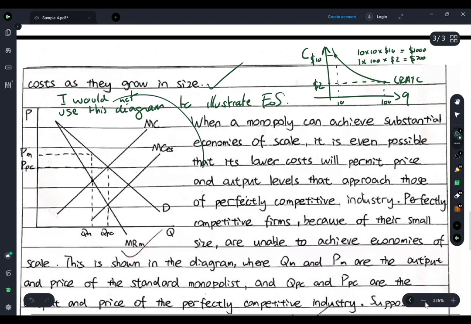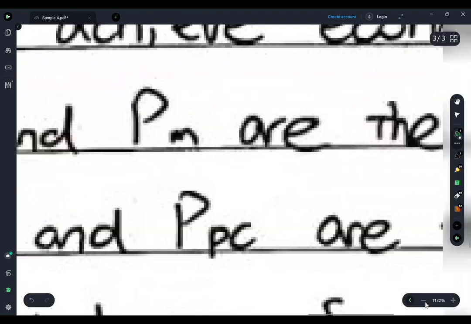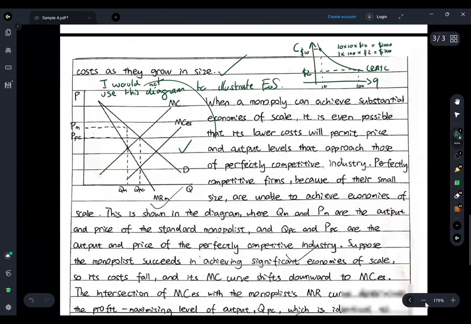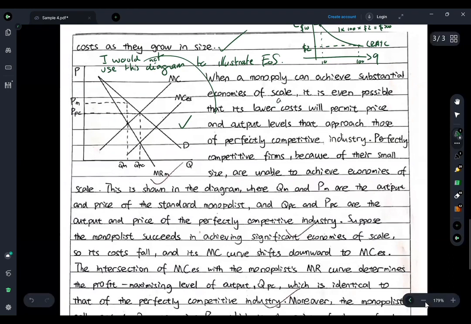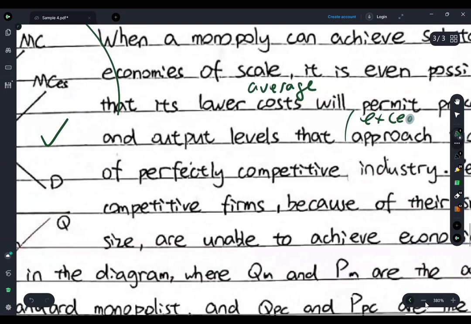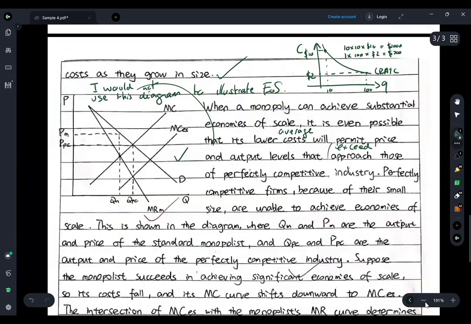So yeah, I'm not a big fan of this diagram. I know where it comes from, but I think it's not clear enough. But that's not the student's fault. "So when a monopoly can achieve substantial economies of scale, it is even possible that its lower average cost," let's be precise, "its lower average cost will permit price and output levels that approach those of a perfectly competitive industry," and who knows, approach or maybe even exceed. It's possible. A monopolist can even produce more if you have very substantial economies of scale.